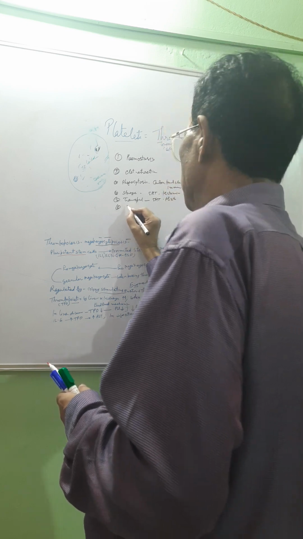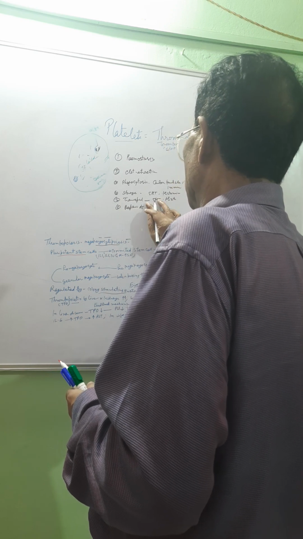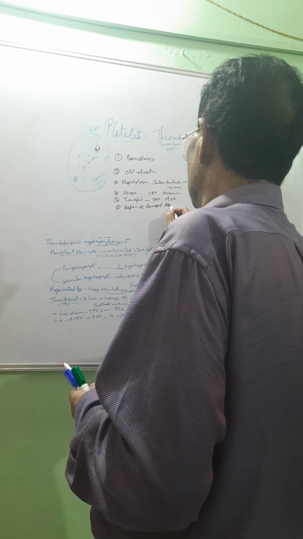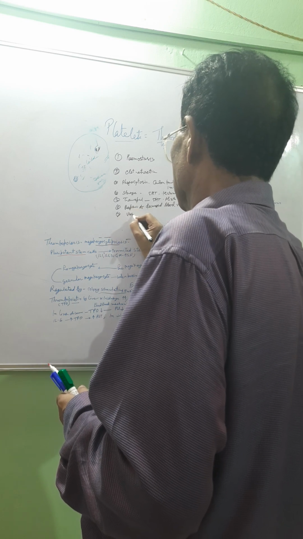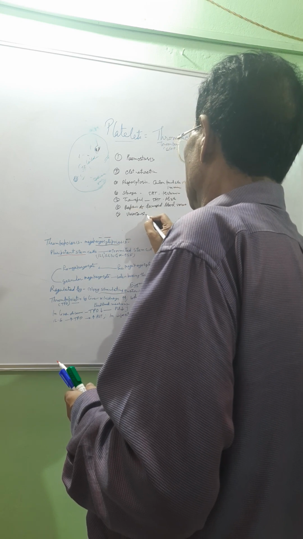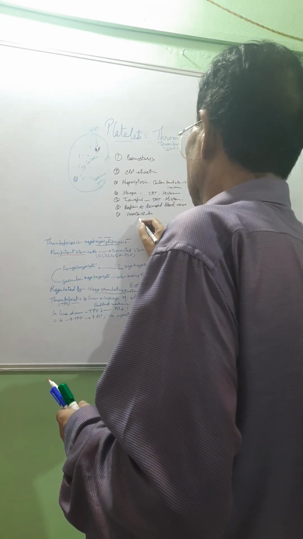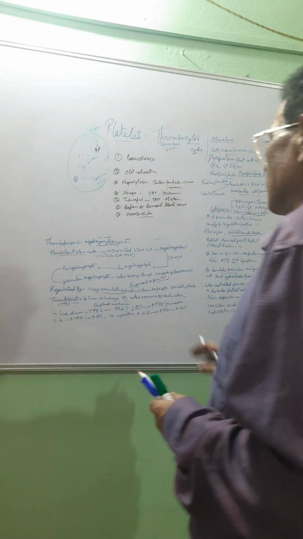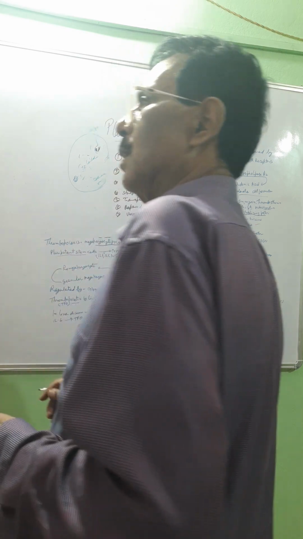Number 6, repair of damaged blood vessels, and number 7, vasoconstriction, by releasing histamine and others. These are the functions of platelets. It maintains the normal vasculature. It is responsible for bleeding time.